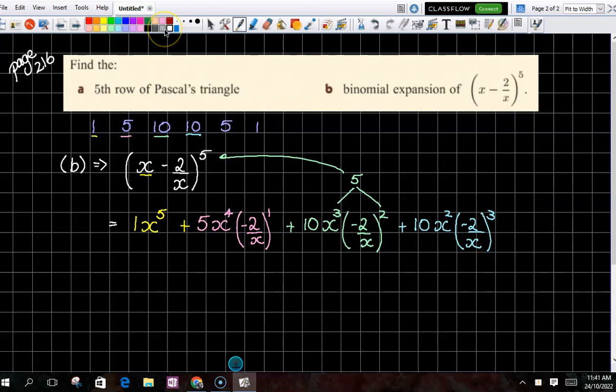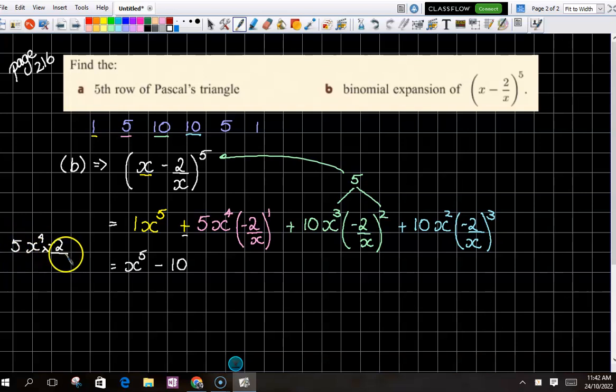Now, you can finish off the rest of it, but what we have to do now is actually simplify everything. So nothing much to do with the first term, that's x to the 5. What we've got happening here, this is to the power of 1, so I've got a positive times a negative. Do we agree? What is a positive times a negative? Negative. Okay. And what's 5 times 2? 10.